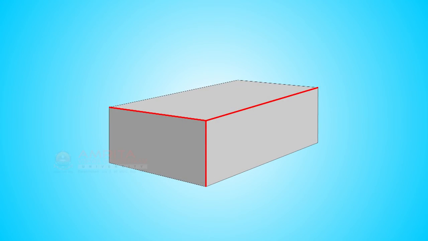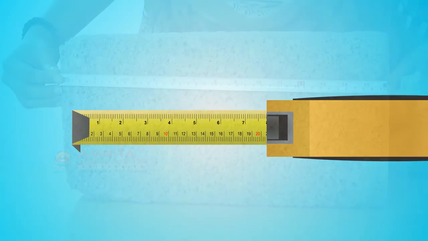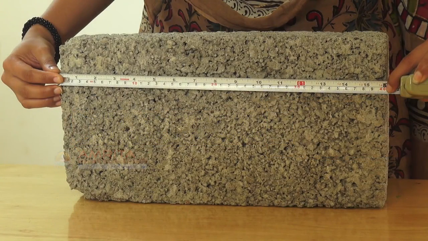With that, we've come to the end of this session. In this session, we have learned to identify different parts of an object to measure, identify the different units of measurement, use a measuring tape.